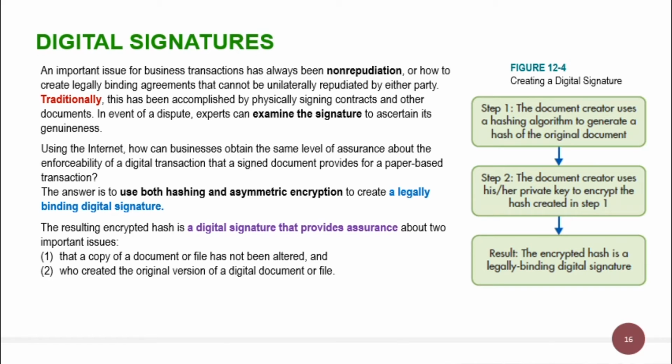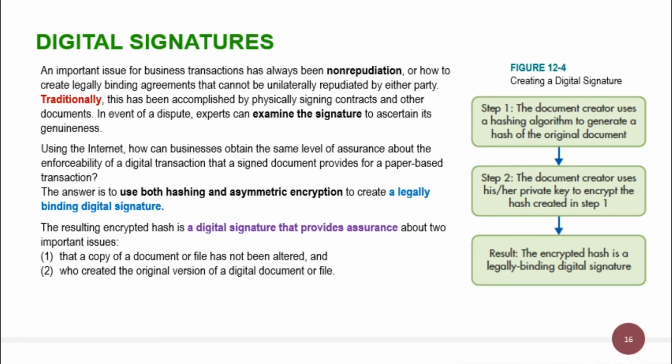The resulting encrypted hash is a digital signature that provides assurance about two important issues. First, the copy of the document or file has not been altered. It means that it is original, or genuineness. And second, who created the original version of the digital document or file. So they will know who created the original version of the file.